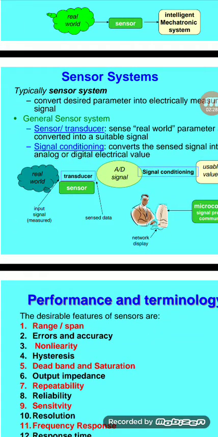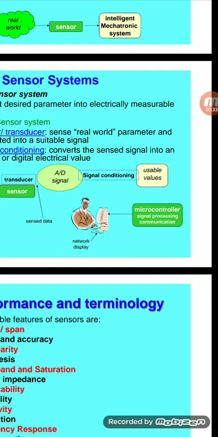Typically, sensor systems: real world, that means input, then sensors and A to D signals. These are A to D converters, meaning analog to digital converters. For every sensor we have to maintain two different parts: one is analog, another is digital. Analog means the entire input or output, that means logic 0 and logic 1. After that we convert it to digital conversion. Digital conversion means we are using values like 0.1, 0.2, 0.3, 0.4, exact values.